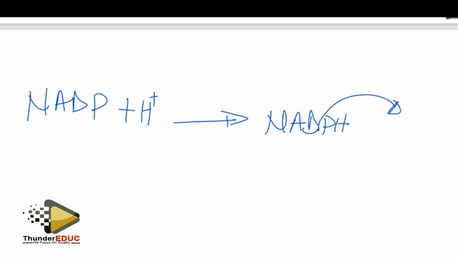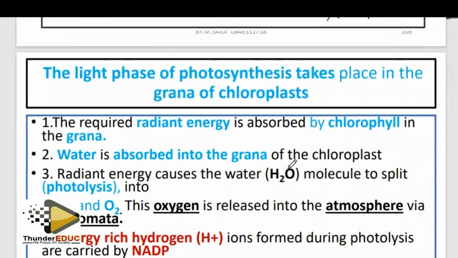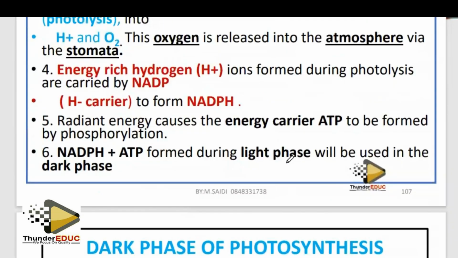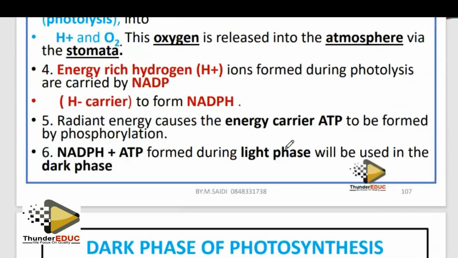Now this will move to the dark phase. This is NADPH, so it carries this hydrogen ion and then it goes to the dark phase. It does not stop there. Also, some ATP is being produced. This ATP is then taken to the light independent phase. So this is what I'm trying to talk about.